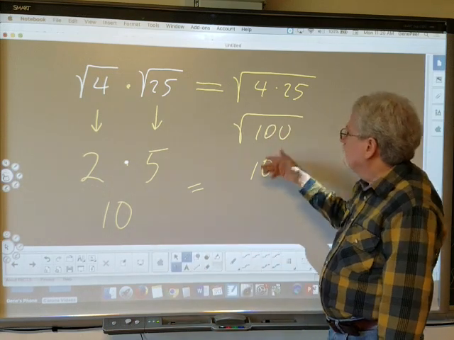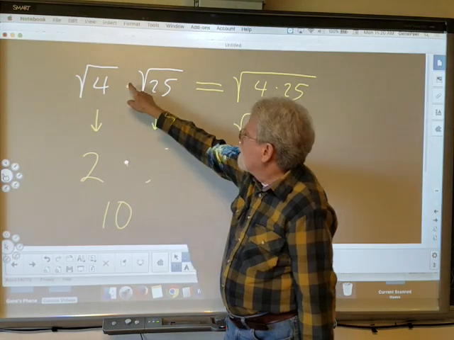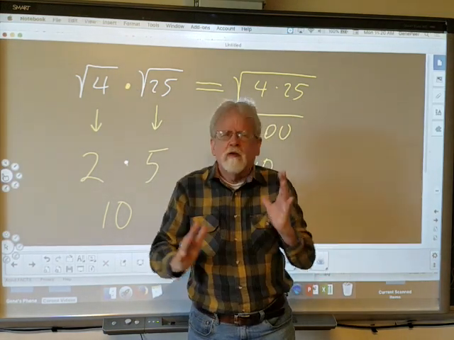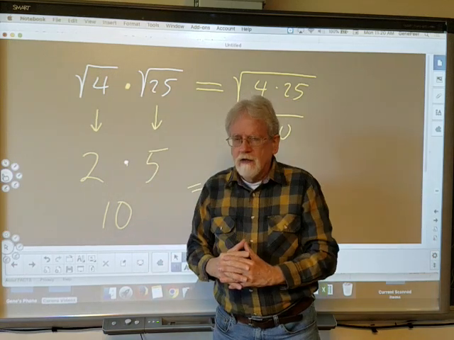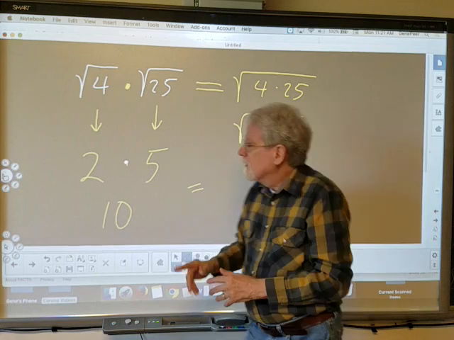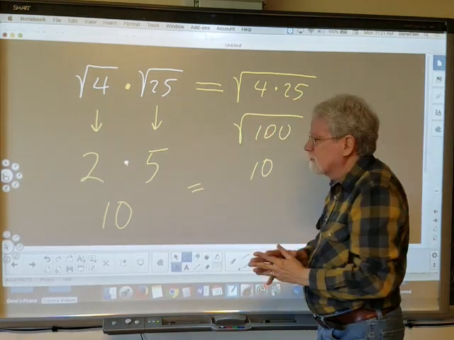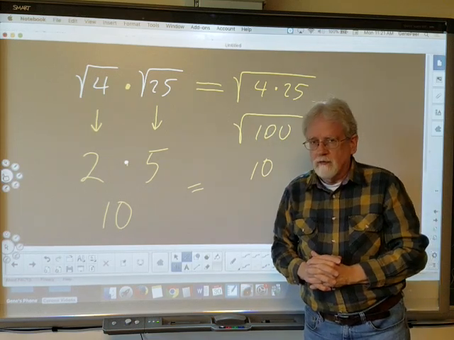10 equals 10. So the moral of the story is very simple. When multiplying, not when adding, it doesn't work with addition, but when multiplying radicals, you can combine them into a single radical by just multiplying. And it works just as well.